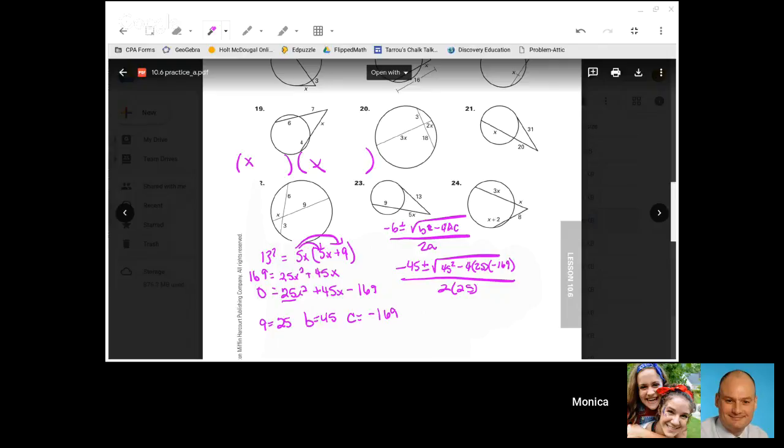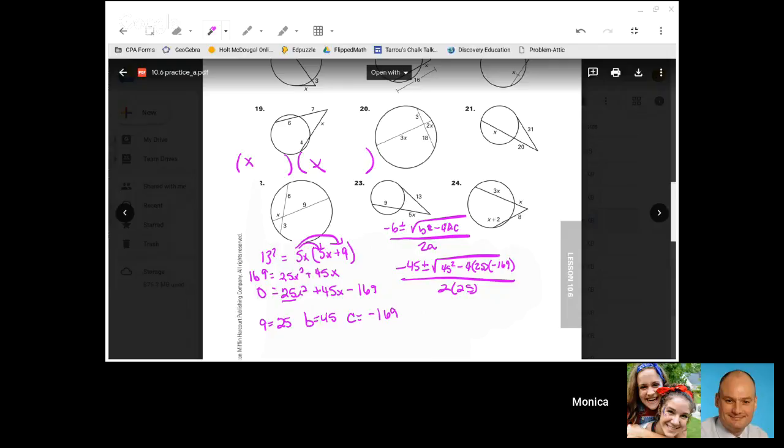Okay. I would probably handle the square root part first, like everything that's under the square root. So to plug it in, I would do everything under the square root first and then do the other stuff to it. I would plug in square root of 45 squared minus 4 times 25 times negative 169, then close parentheses, hit enter. And then do negative 45 plus that, and then divide that by 50.